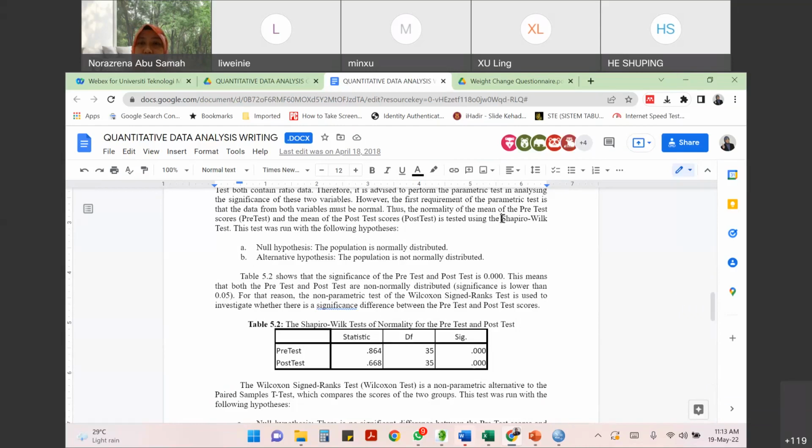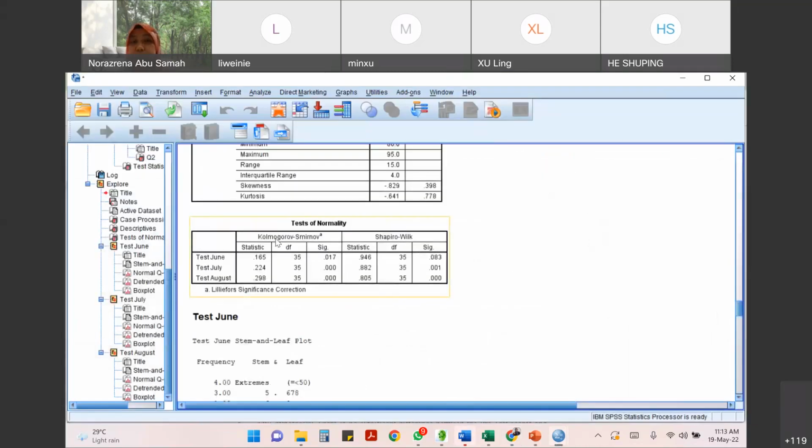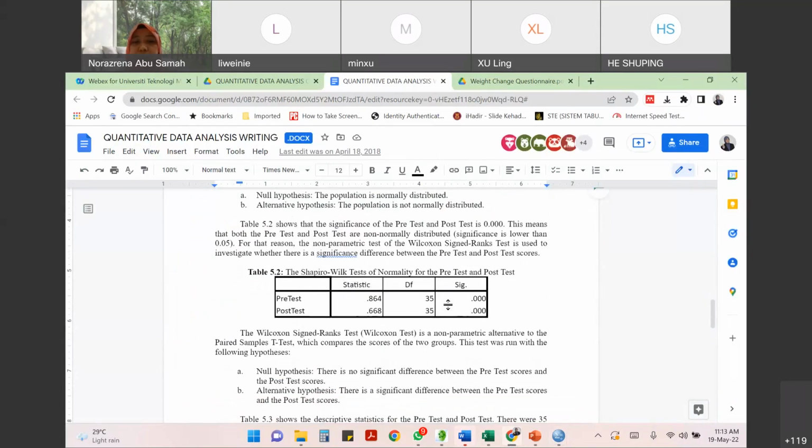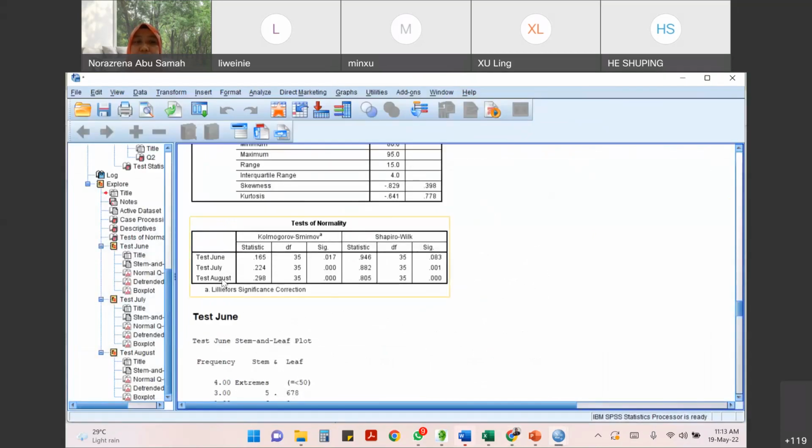Okay, the first one, I use the Shapiro-Wilk only, because in SPSS there are Kolmogorov and Shapiro. So you can adjust the table, create the table and then put in the data. Kolmogorov is normally for data greater than 1,000 or 2,000, very lots of data. So for us, normally we only use Shapiro-Wilk. So only take the data from this one.